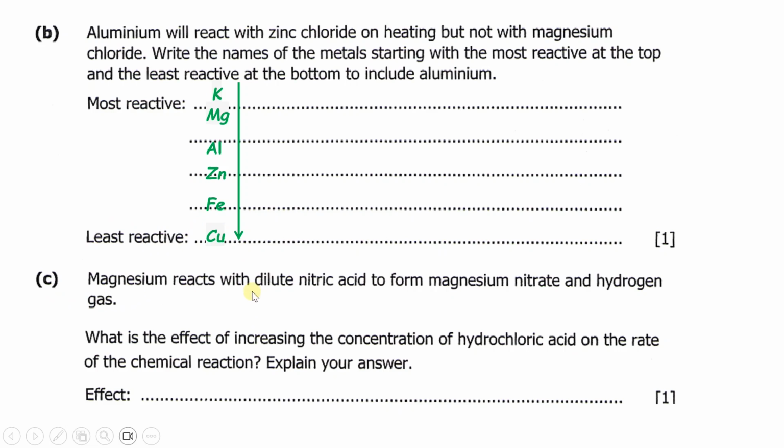Then C, magnesium reacts with dilute nitric acid to form magnesium nitrate and hydrogen gas. Then they're asking, what is the effect of increasing the concentration of hydrochloric acid on the rate of the chemical reaction? Explain your answer. The effect of increasing the concentration is that the rate of reaction increases. So that's the effect here.